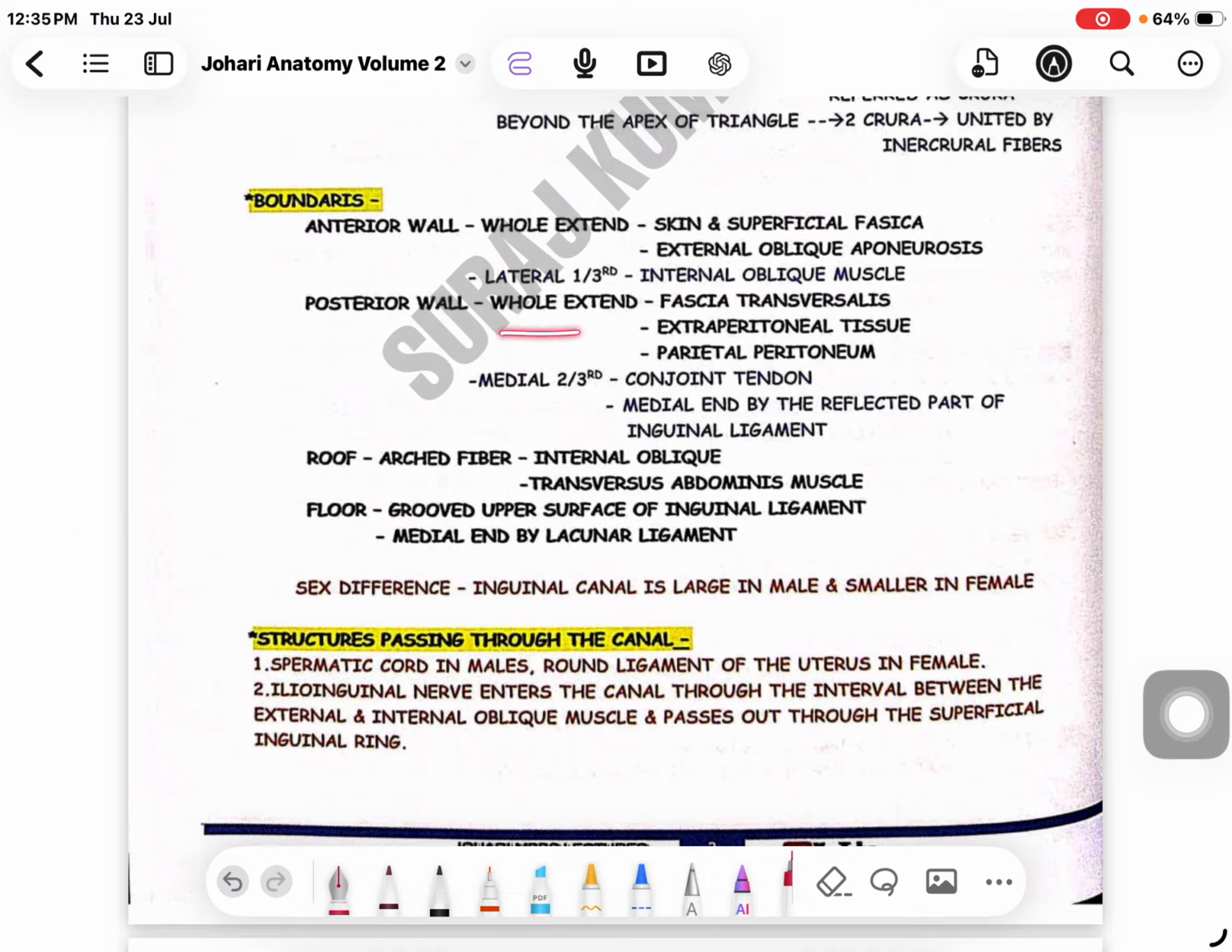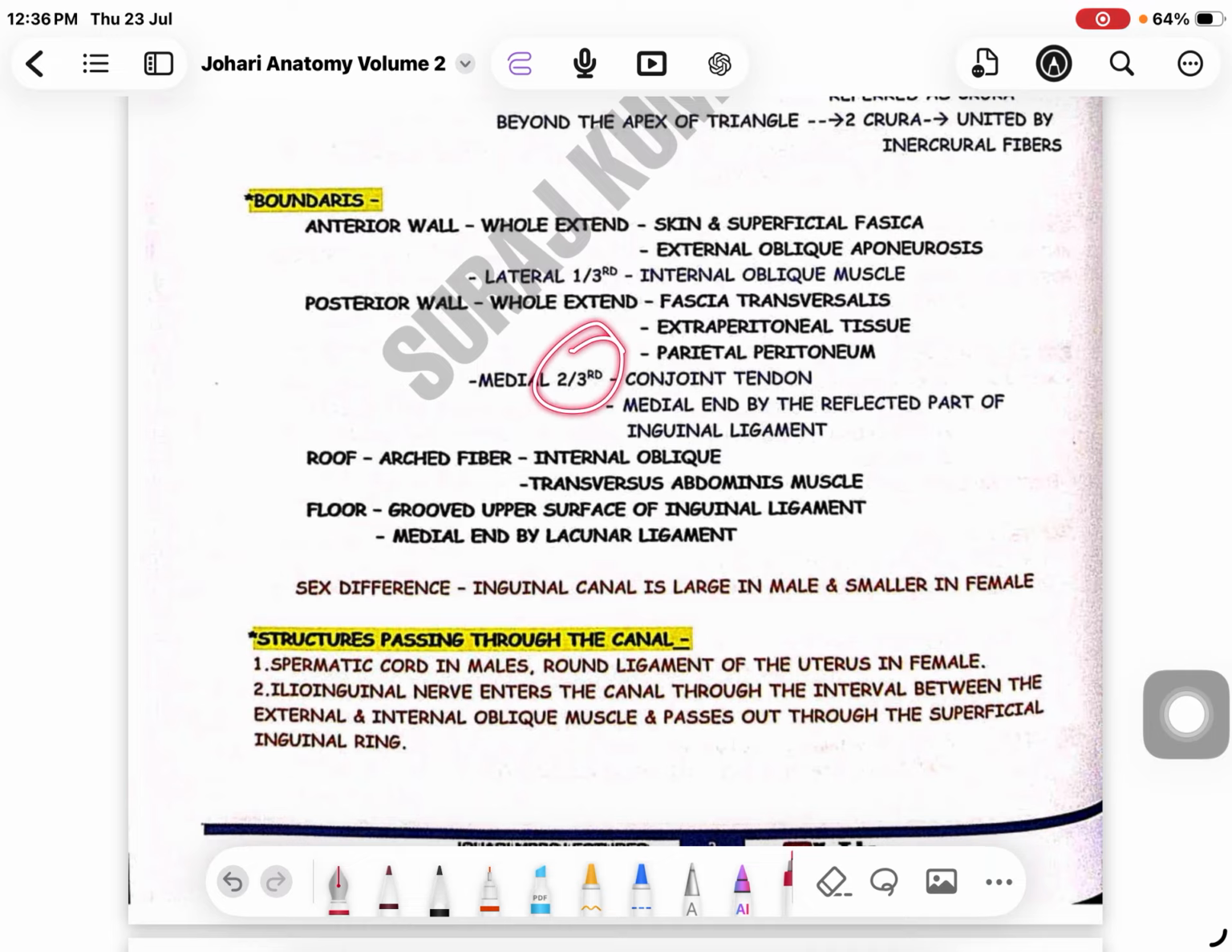In the posterior whole extent we have fascia transversalis, extraperitoneal tissue, parietal peritoneum. These things are just present in the back side. It means fascia transversalis is present, then behind it is extraperitoneal tissue, then behind it is peritoneum. These all things are present in the posterior wall, in the whole extent.